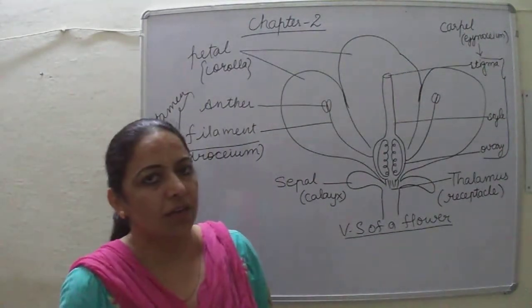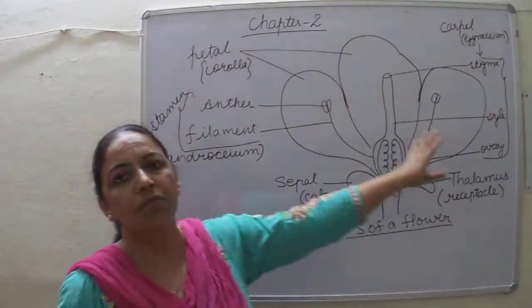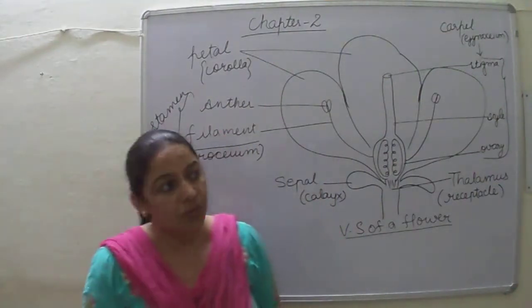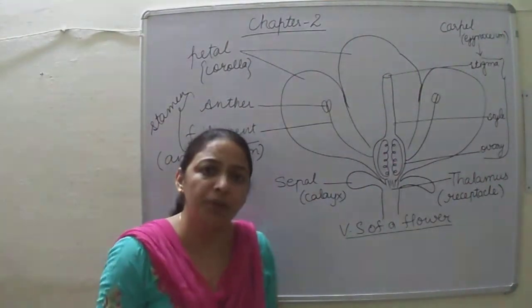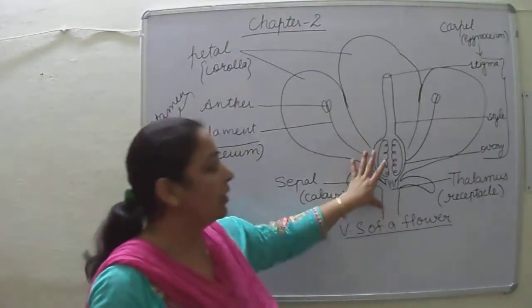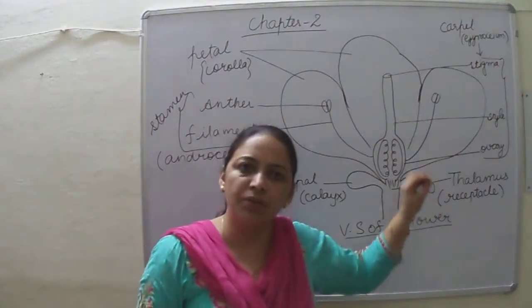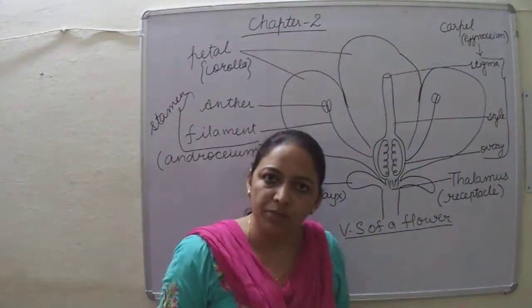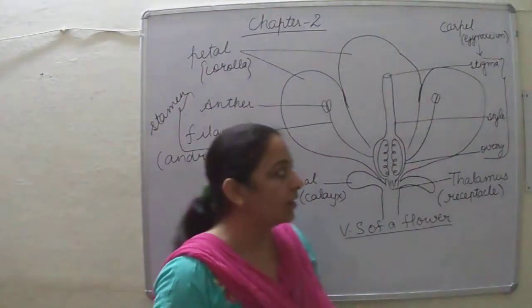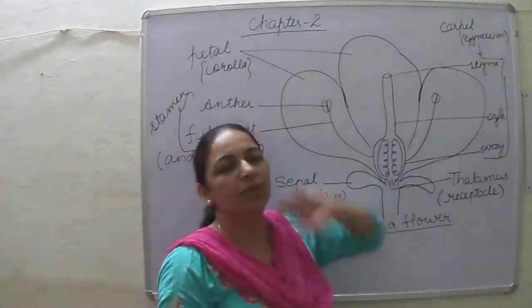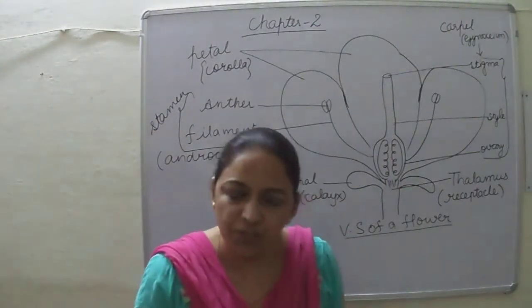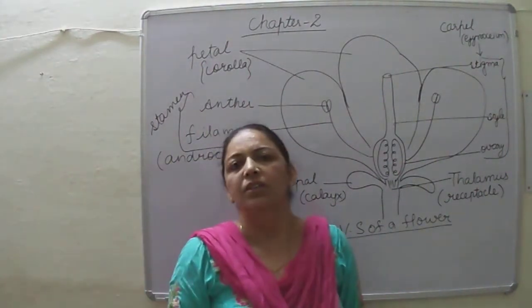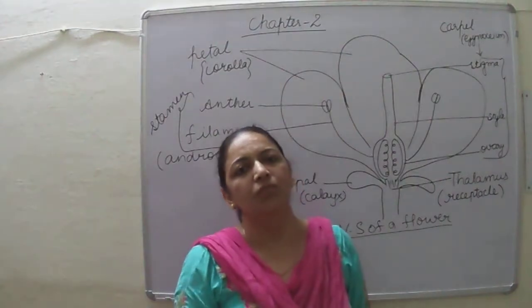Students, today we will start our chapter 2, reproduction in flowering plants, or reproduction in angiosperms. In plants, the reproductive organ is the flower, in which the haploid gametes are produced, and these haploid gametes are transferred from the male gamete to the female gamete. Then subsequent fusion occurs. After fusion, fertilization takes place, and after fertilization, seeds are formed and fruit is formed.